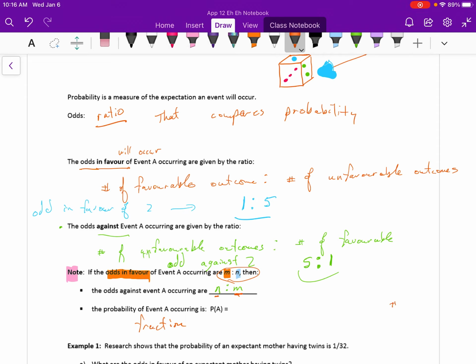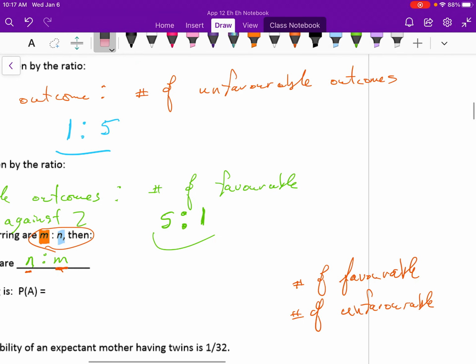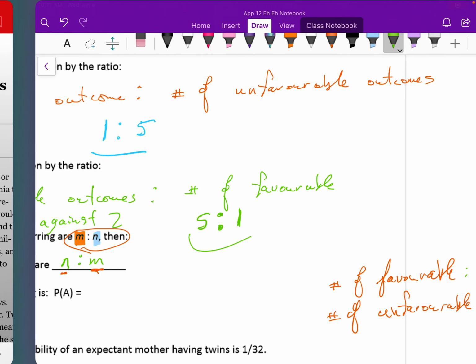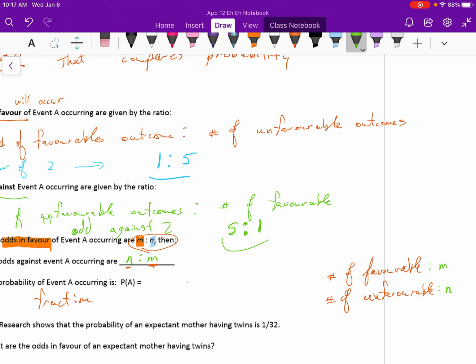Well, we can say the number of favorable outcomes here, I'm just going to write this in the context of this question, is M. The number of unfavorable outcomes is N. So the probability for event A to occur, by definition, as we learned yesterday, is the number of favorable outcomes over the total number of outcomes. Well, here, if we add these two together, that will give us the total.